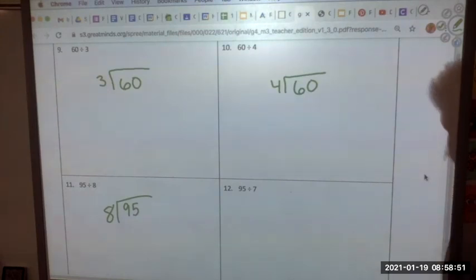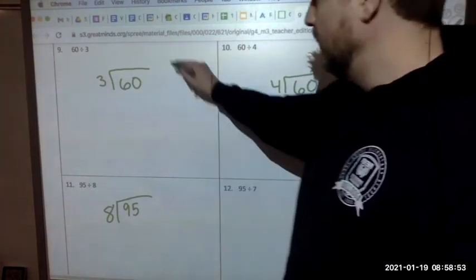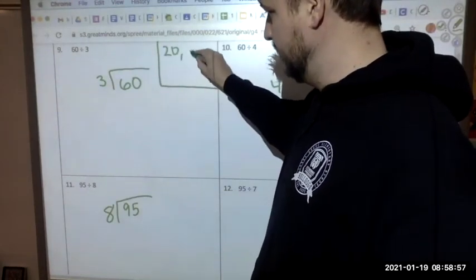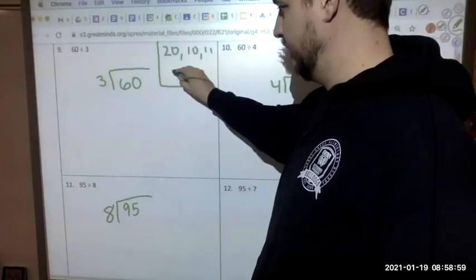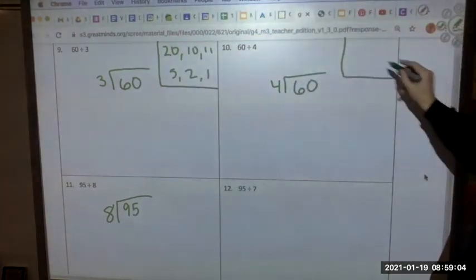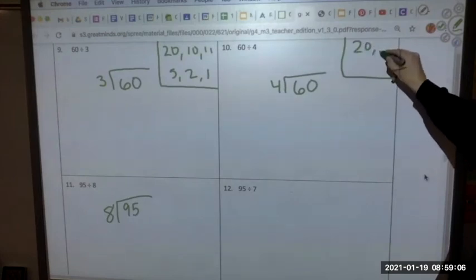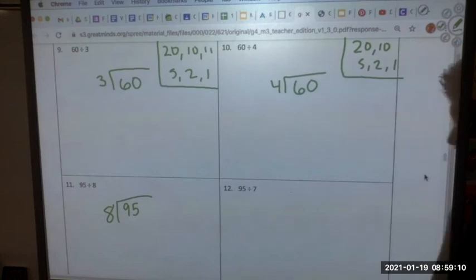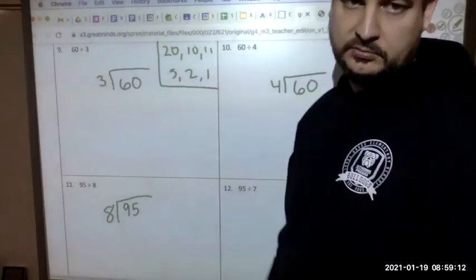I can't do that, unfortunately. So I'm gonna come up with facts I know. 20s, I know 10s, then 11s, and 5s, and 2s, and 1s. Same thing over here, 20, 10, 5s, 2s, and 1s. All right, let's start with the biggest number.